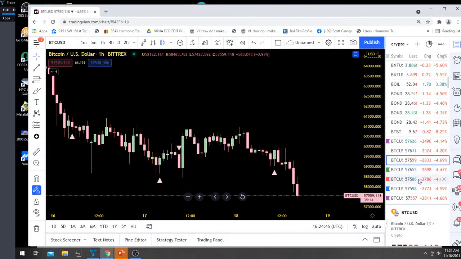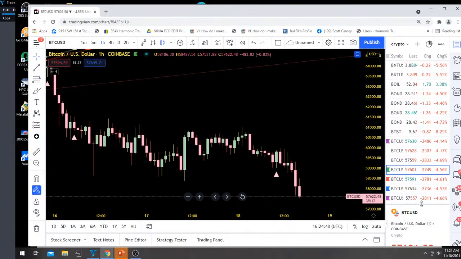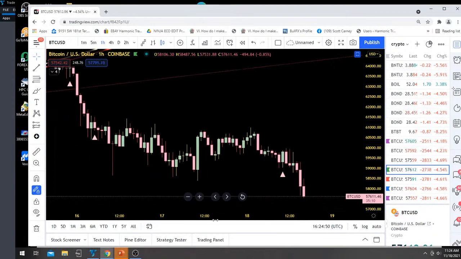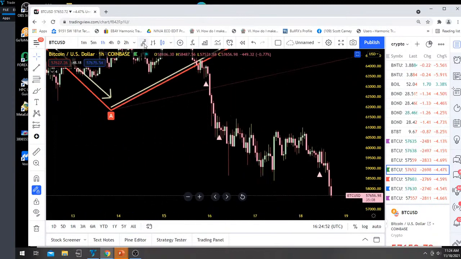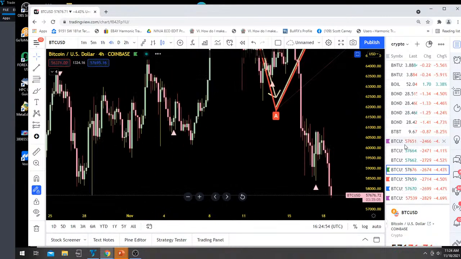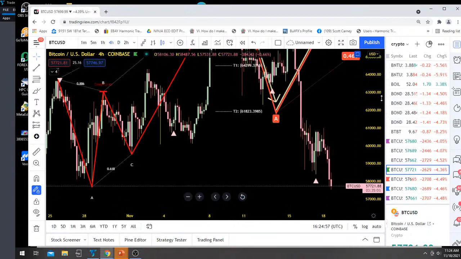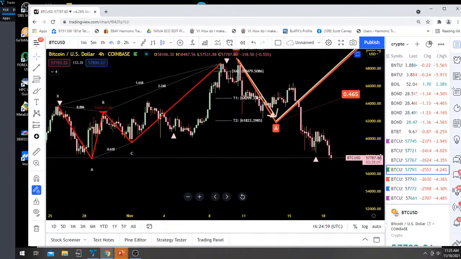Some of the other, let's go to the bigger, like Coinbase. There you go. Surprisingly, Coinbase doesn't have this. Doesn't have that butterfly pattern. On some of the forex crypto feeds it does, but others I don't know. Again, this is why you have to scan multiple feeds.